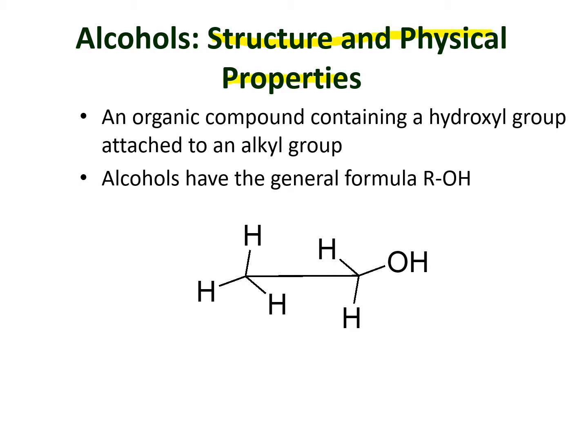An alcohol is an organic compound that contains a hydroxyl group and an alkyl group. Two groups have to be there: a hydroxyl group, which is attached to the alkyl group, and it must be an organic compound. Such a compound will be known as an alcohol, and the general formula is ROH, where R is the alkyl group. It can be a methyl group, ethyl group, propyl group, any alkyl group attached to the hydroxyl group, that is OH.